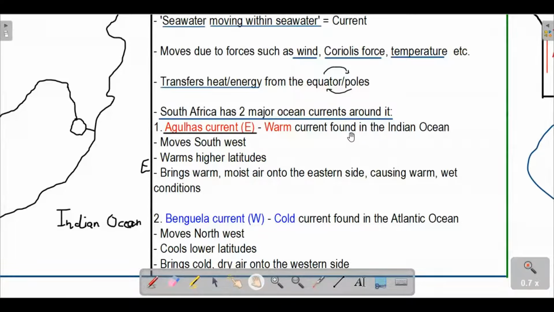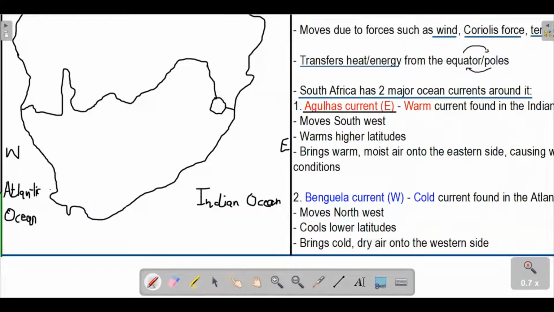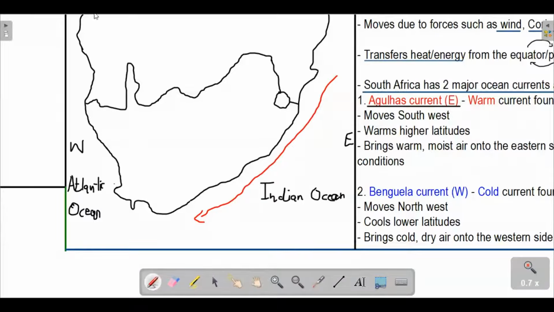Okay, that is found in the Indian Ocean, and it moves southwest. So it moves from lower latitudes, from your equator or your tropical regions, towards the higher regions. That means it transfers heat, taking energy from the tropics towards the higher, cooler latitudes. This is important to know.